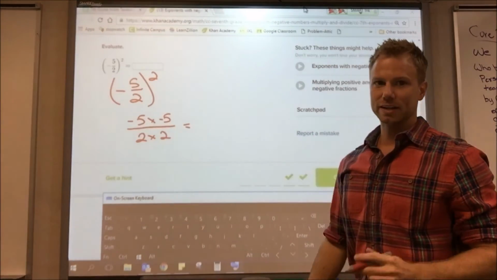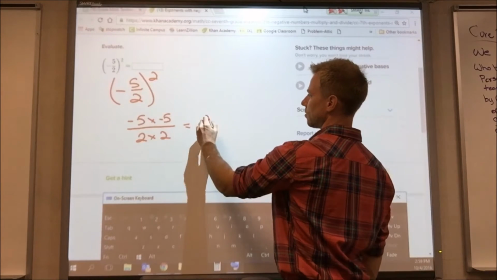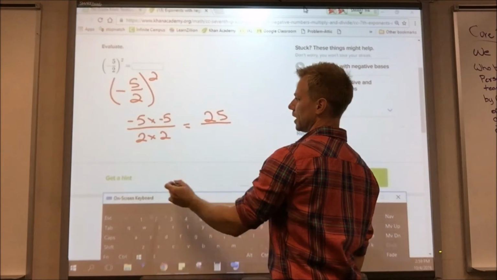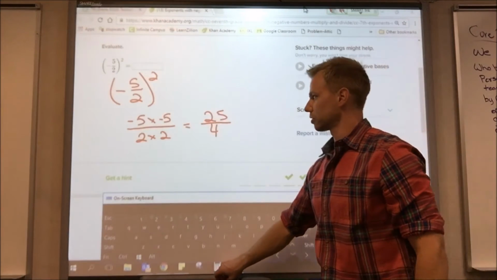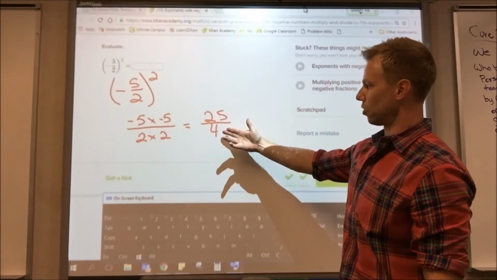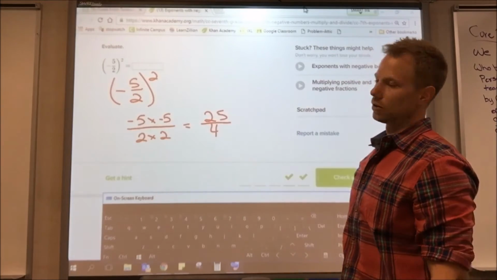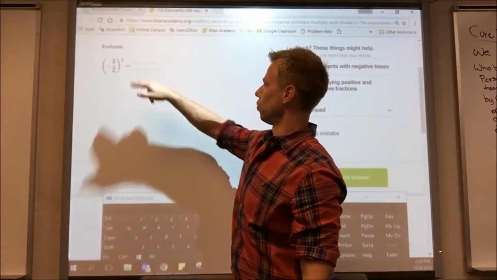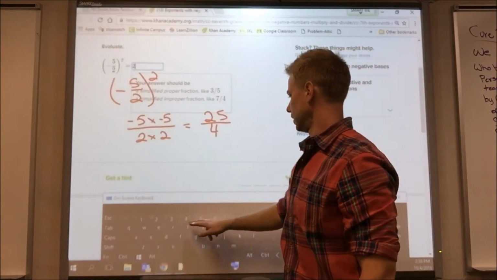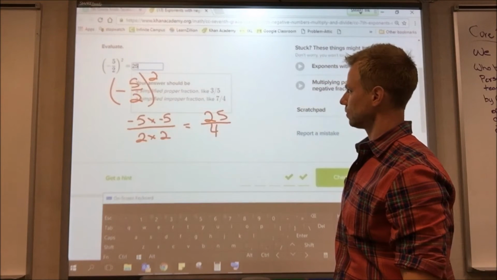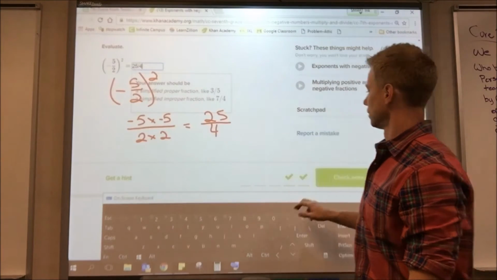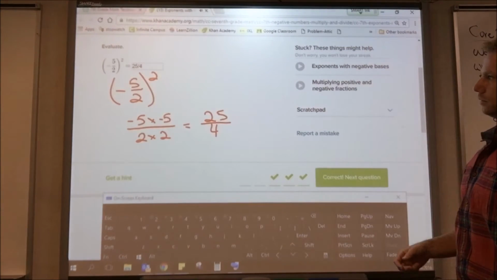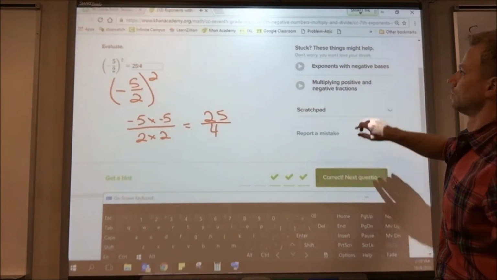-5 times -5, like signs, becomes positive. 5 times 5 is 25. 2 times 2 is 4. I reduce if I can, but there's no greatest common factor between 4 and 25 besides 1. So I leave it just like that. And it says an improper fraction is okay. I get 25/4.